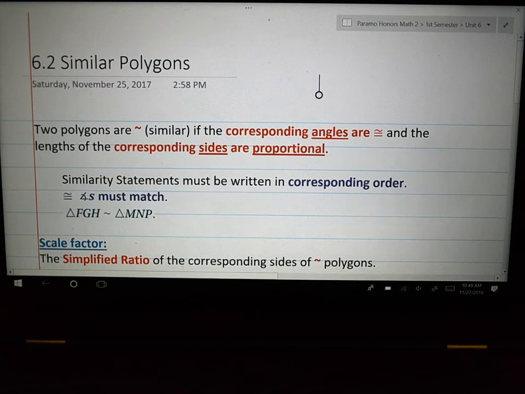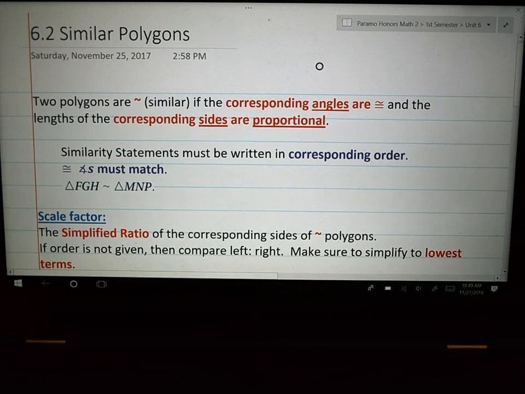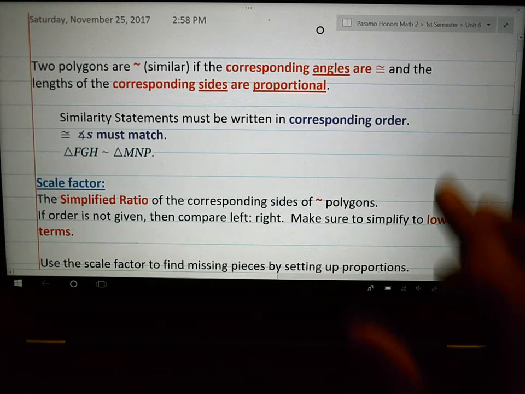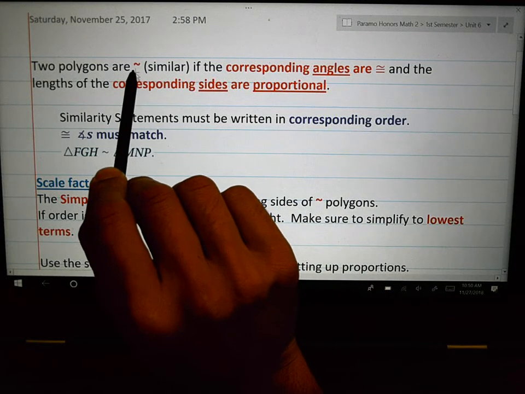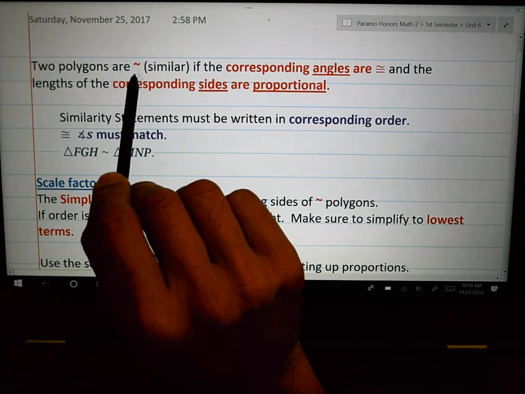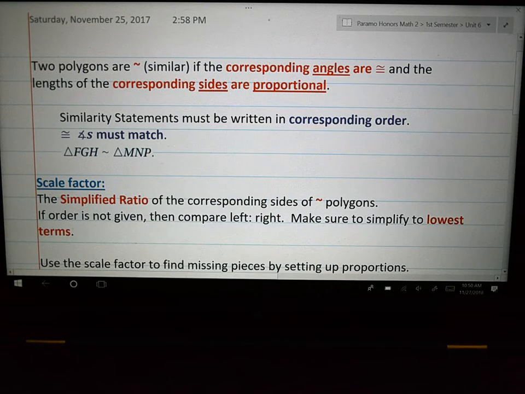In 6.2, we are now going to transition and take those proportions that you learned about in 6.1 and apply them directly to shapes: polygons, triangles, quadrilaterals, pentagons, things that may or may not be regular. What you need to know is that this little wavy symbol means the word similar. If you ever see me write that down, it means that these two shapes are similar.